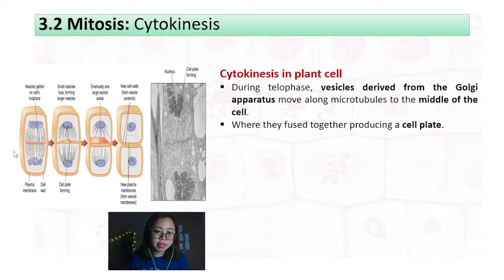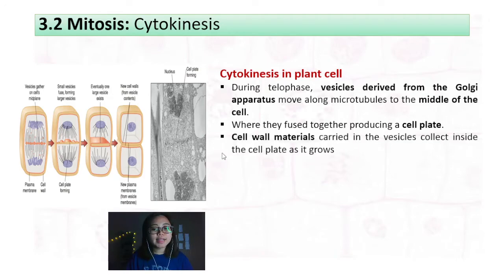Bila dia sampai pertengahan sel, banyak-banyak vesicle itu akan bergabung. It will fuse with each other to form a cell plate. So makin dia gabung, makin banyak sampai sama-sama kumpul, gabung, dia akan membentuk cell plate. Macam piring. Okay, piring plate. And the cell wall materials carried in the vesicles collect inside the cell plate as it grows.